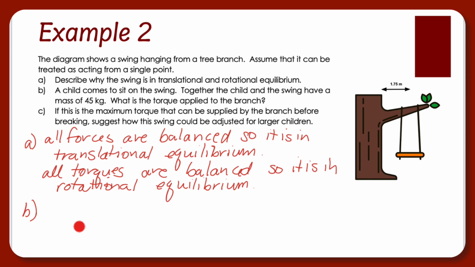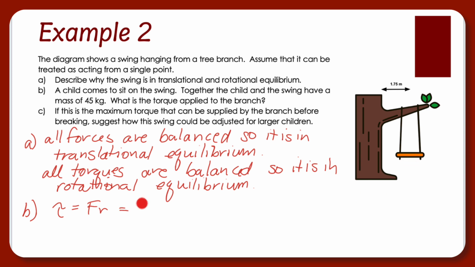So a child comes to sit on the swing for part B. Together the child and the swing have a mass of 45 kilograms. What is the torque applied to this branch? Notice that this is straight down, and I gave you the horizontal distance. Therefore, our force and our radius are already perpendicular to each other, so I don't need to worry about the sine theta part of my equation.